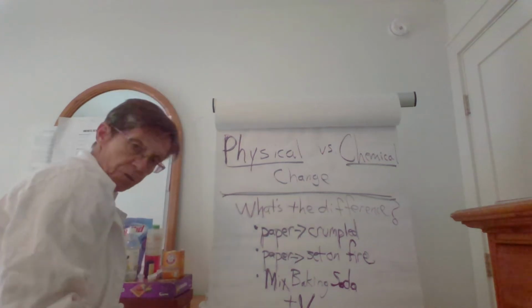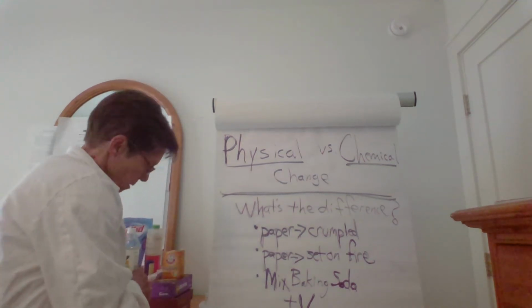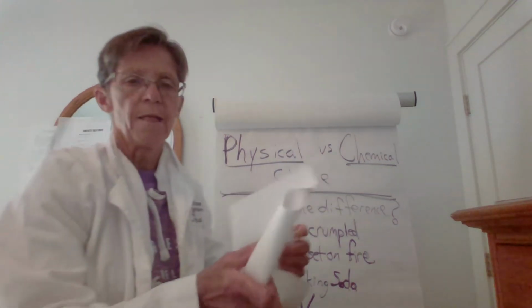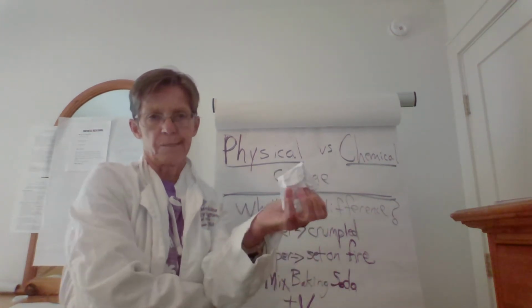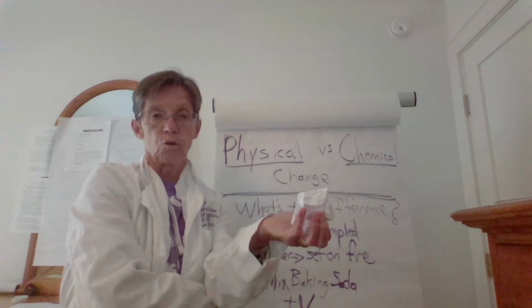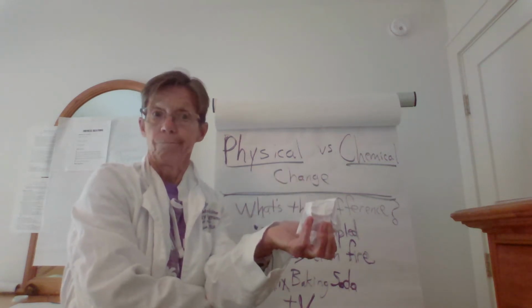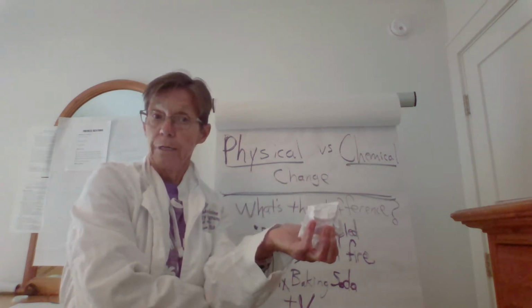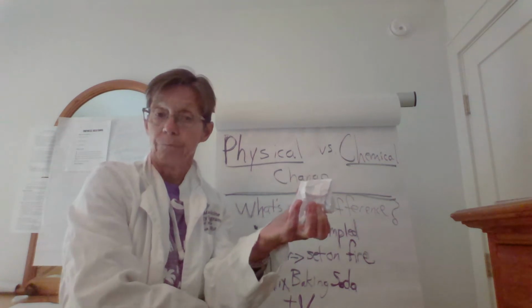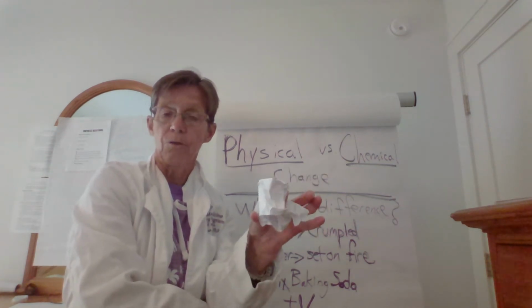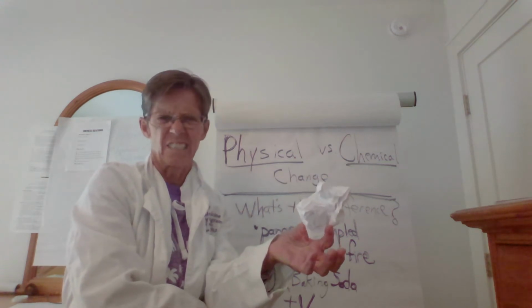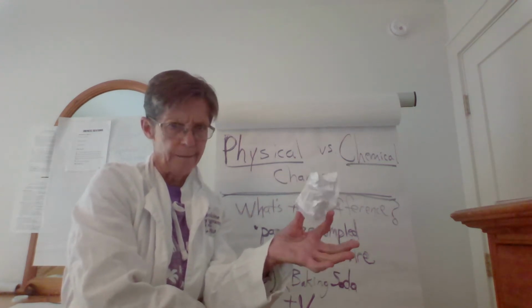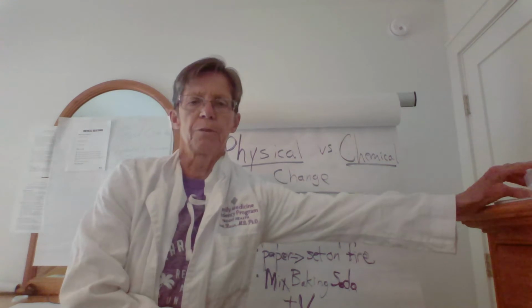So I'm going to take a piece of paper here. My lab table's back here. This is my school lab table. And I'm just going to crumple this piece of paper up. There it is, right? Physical or chemical? Hopefully you said physical. And hopefully you might say, Mrs. Sweigart, nothing changed. It's still a piece of paper. Got it? Okay. So put that one aside.